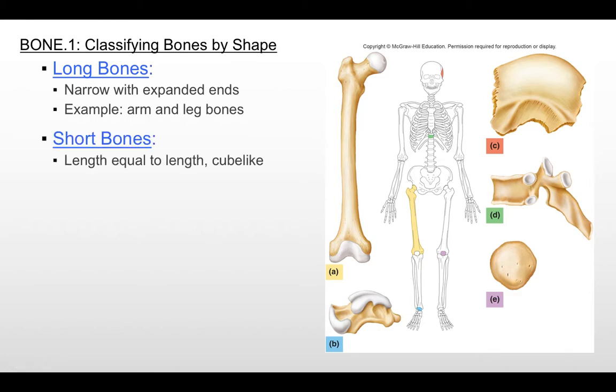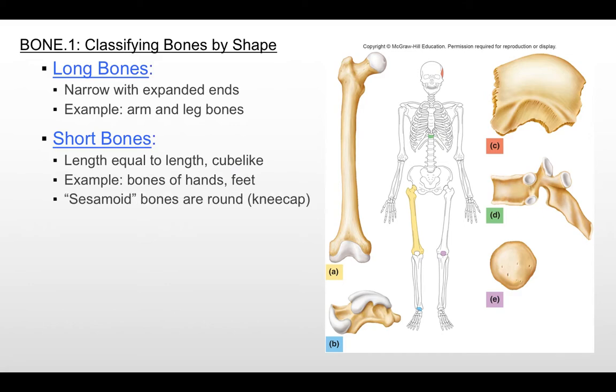Short bones are about as long as they are wide, so we describe them as sort of cube-like. They don't have to be squarish, so bone B here is a short bone, but they just have to be roughly the same length and width. A lot of the bones that make up your hands, not your fingers, but like your wrist, your ankles, these are going to be short bones. And that fifth category, letter E here, a sesamoid bone is more roundish. So your kneecaps have a really nice round shape to them, and so we call that a sesamoid, but it is a type of short bone.